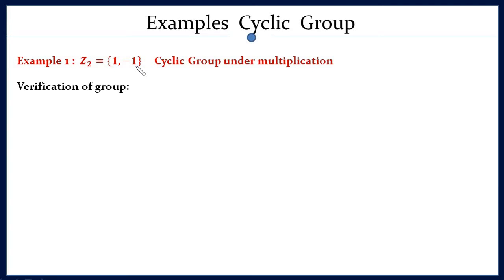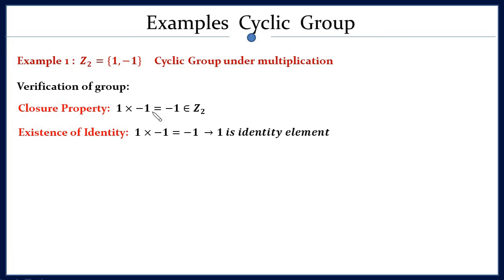How can we verify a group? We need to just see whether all the conditions of a group are satisfied or not. What is the first condition? Closure property. It says that if you multiply any two elements of the group, the result must be a member of that group. So here just multiply 1 with minus 1, and what will be the answer? The answer will be minus 1, and minus 1 is a member of this group. Therefore the closure property is satisfied.